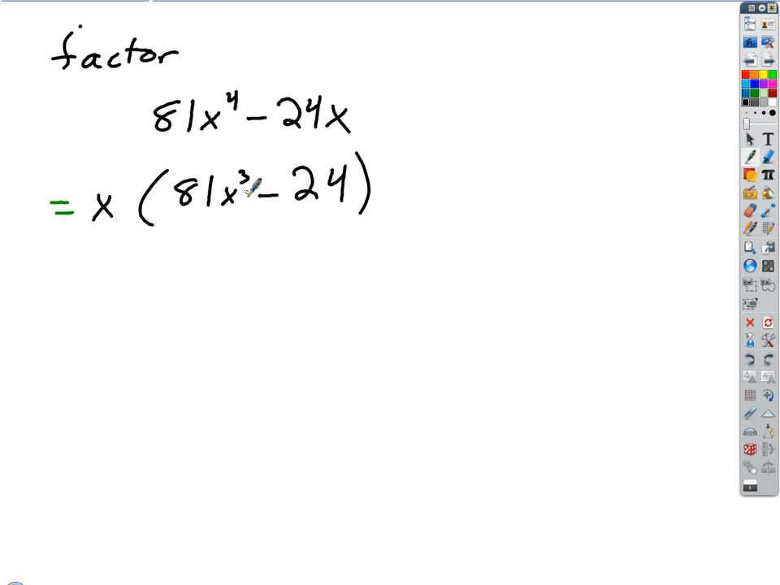Say it again? Divide both by 3. Well, we can't divide by 3, but we could factor a 3 out, couldn't we? So we could factor out an additional 3, and then we're left with 3x out front. This leaves us with 27x cubed minus 8. Is that better? Yeah, that is better, isn't it?